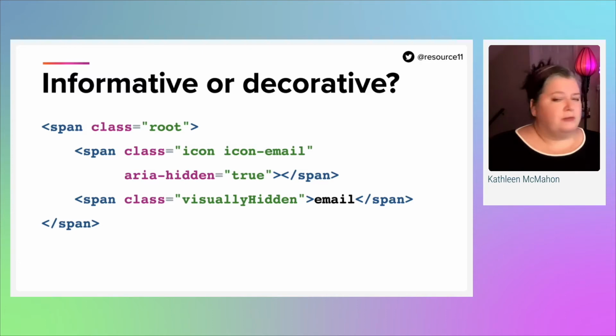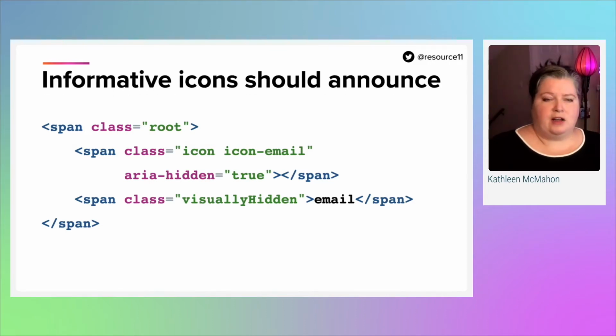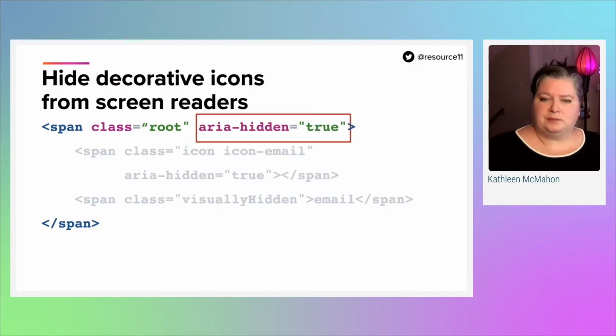Now, before we refactor this pattern into a React component and JSX syntax, let's consider whether this icon is informative or decorative. If our icon is informative, we keep this markup as is, because informative icons should announce. If our icon is decorative, we'd add this aria-hidden attribute to the wrapping span to ensure the entire group is not announced to a screen reader.